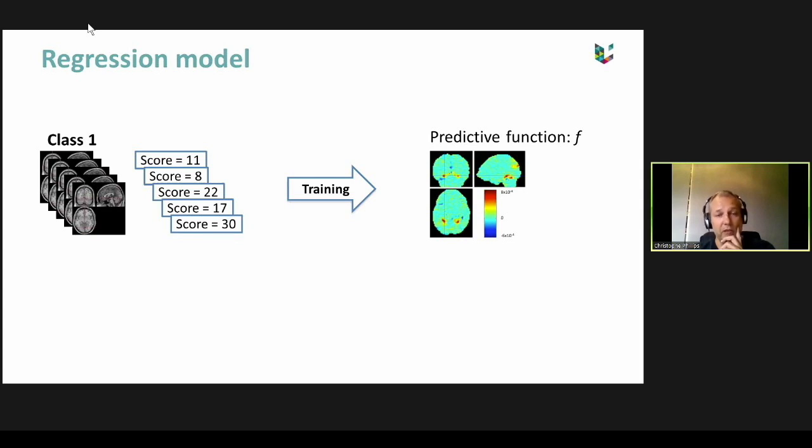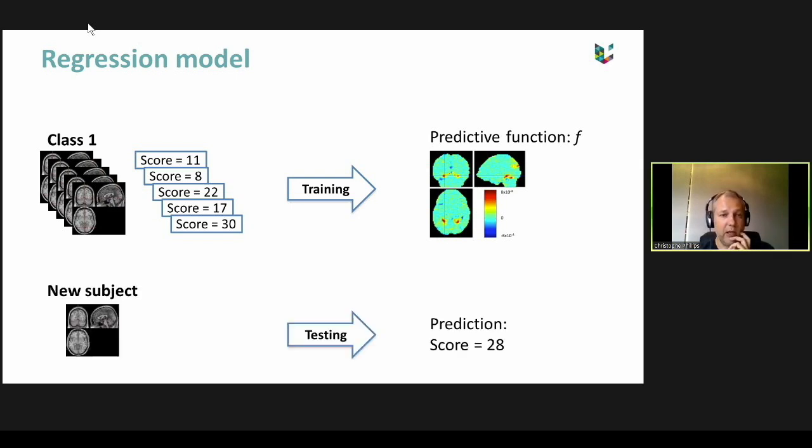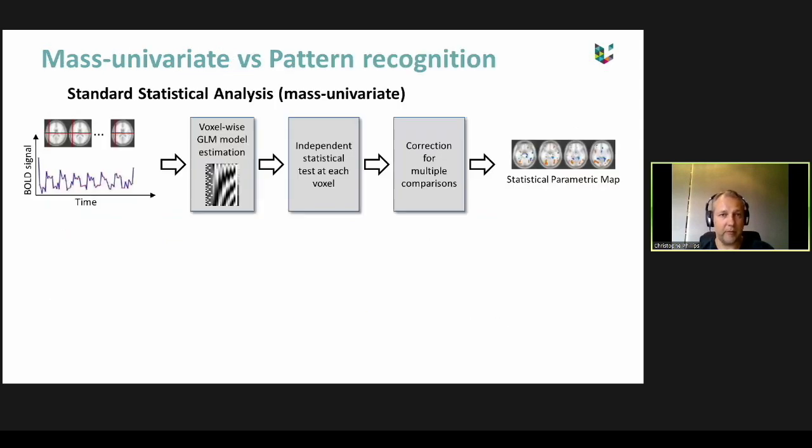Similarly to the classification, you can train the machine based on the data, on the images and the target values. And then you will have, for a new subject, the possibility to predict the score that new subject would have obtained based on what you've learned from your training set. So these are the two main families of machines that I will be talking about today.